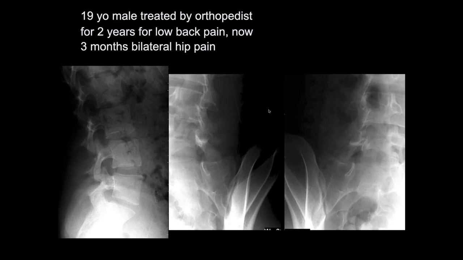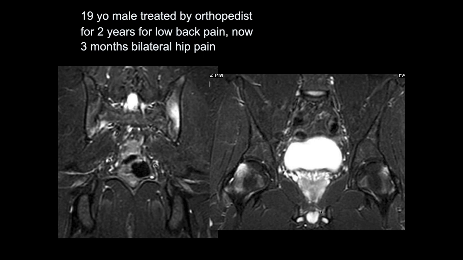Okay, Michael. Seen by orthopedists for 2 years in a row for low back pain, now 3 months of bilateral hip pain. On just the sagittal images of the spine, I don't know if I see too much. With this history, you'd be concerned for ankylosing spondylitis, and I know you can get ossification of the iliolumbar ligament. That's later. I was trying to see if you were trying to show that ligament ossification. I don't see it, and I don't really see much in the sacrum, a little bit of sclerosis. The joint spaces look pretty well maintained.